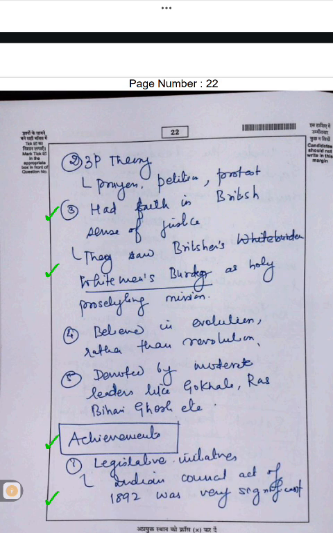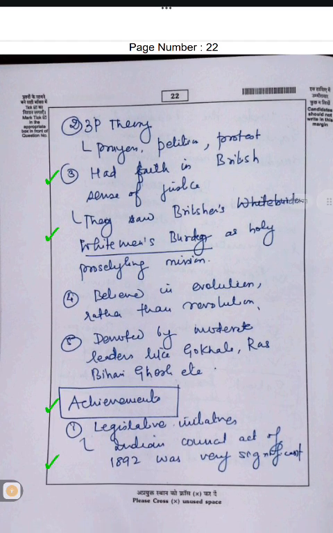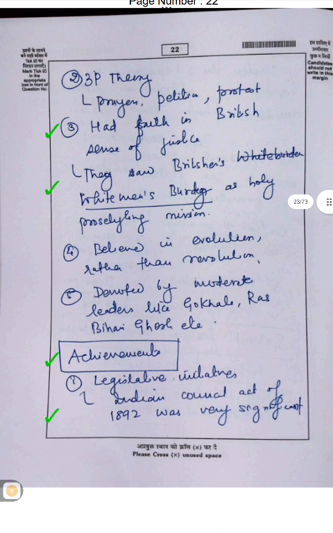They saw the Britishers' white man's burden as a holy, proselytizing mission. They believed in evolution rather than revolution, as seen in moderate leaders like Gokhale, Rash Behari Ghosh, etc. Achievements: legislative initiatives.